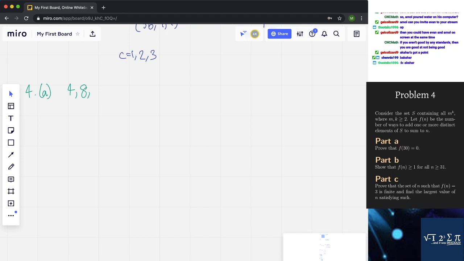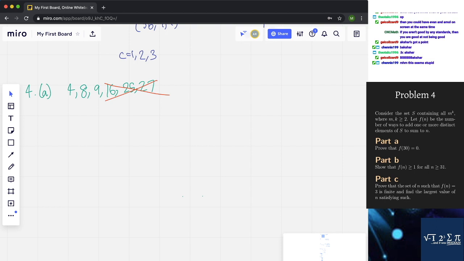4, 8, 9, 16, 25, and 27. I don't think I'm missing anything, right? This is it. You could probably do some stupid argument, like looking at this. Okay, you can obviously eliminate the last 3 because they're too big, and the first 3 aren't big enough. Wait, no, what am I saying? That is complete BS.